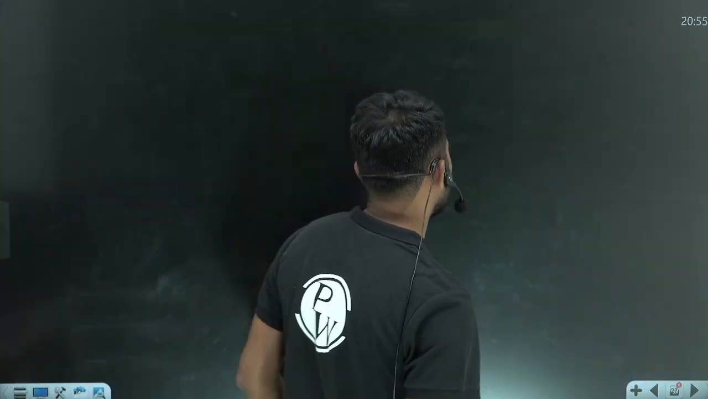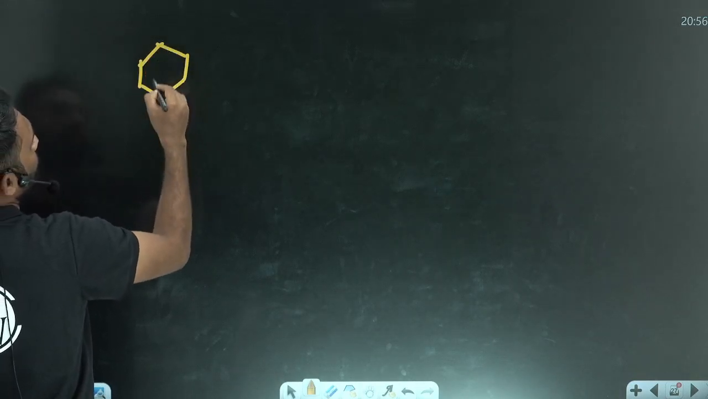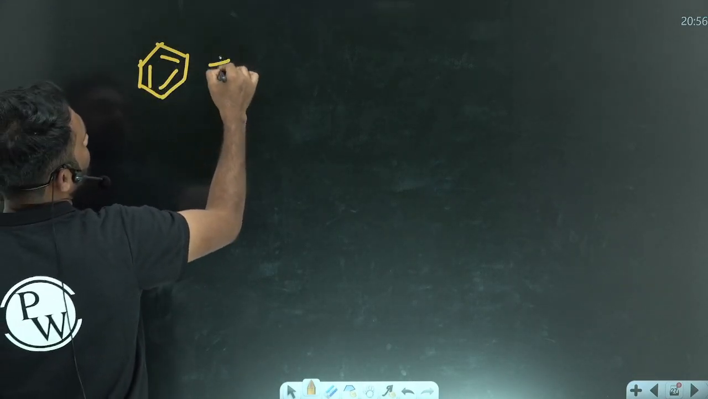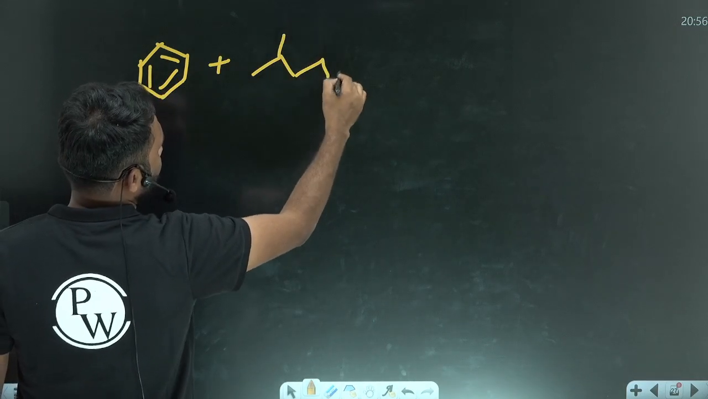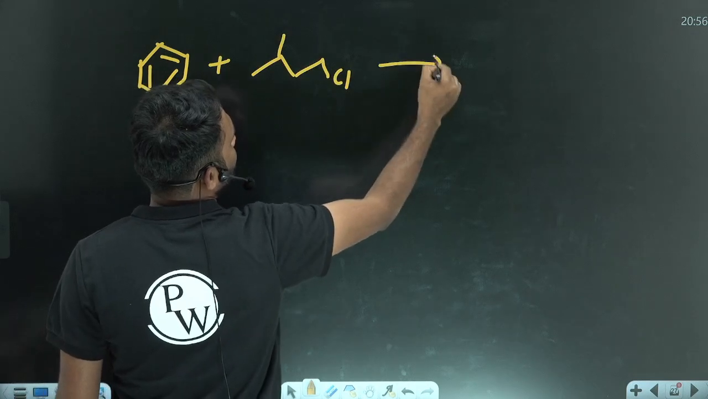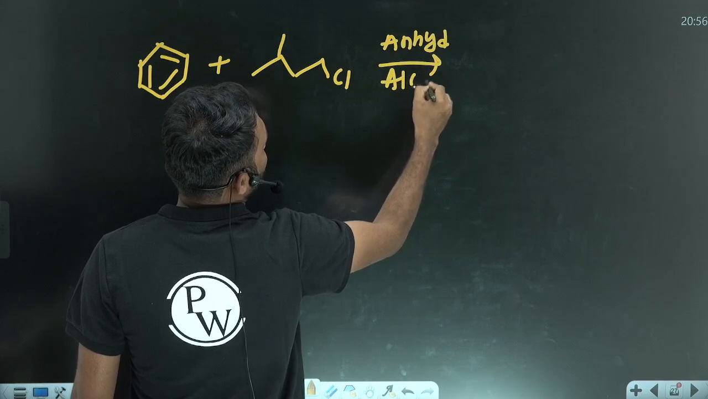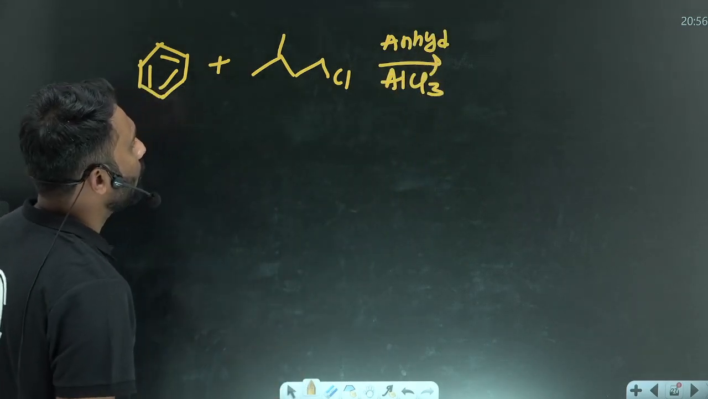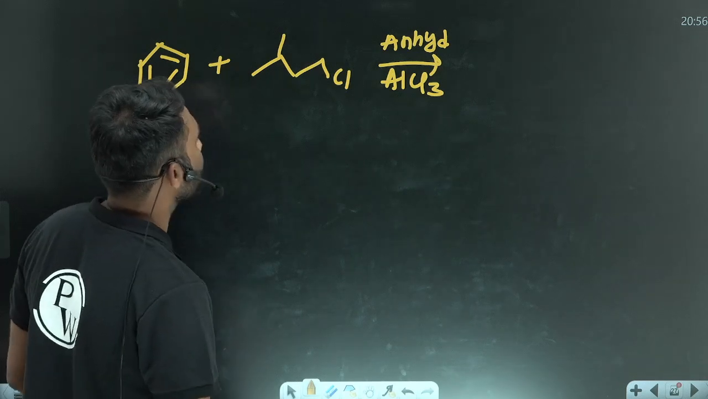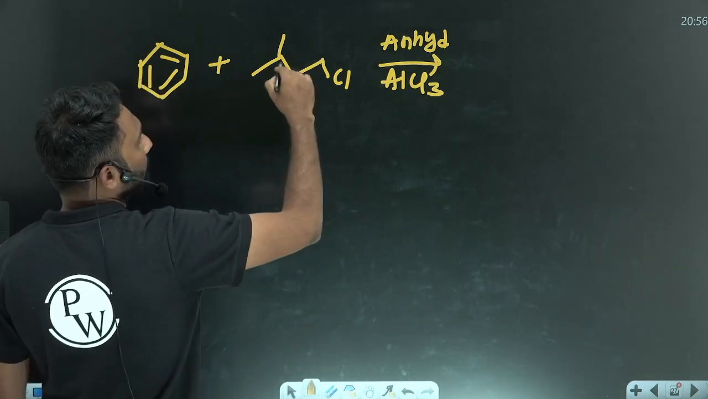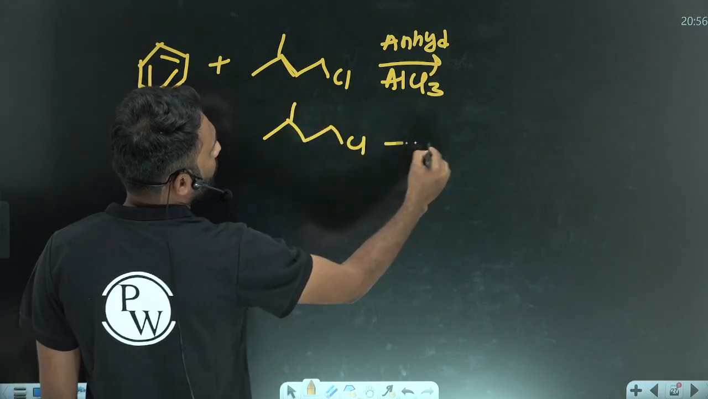Next, if they have given benzene in the presence of Cl, or in the presence of anhydrous AlCl3, now what is the answer for this one? See, now this is anhydrous AlCl3.